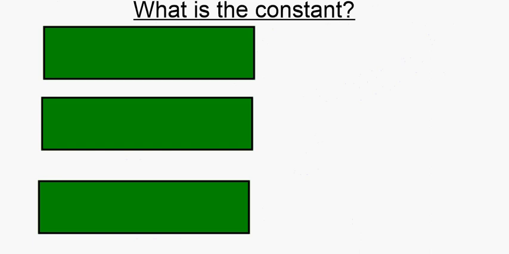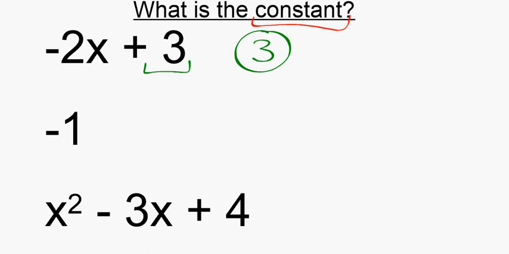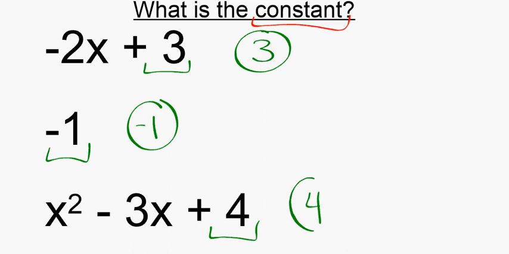Next examples, we are looking for the constant. Remember, the constant is the term without a variable. So in the first example, the term without a variable is 3, so that's the constant. It's 3. The only term we see is -1, and that is also a constant. And then our last example here, this +4 is your constant.